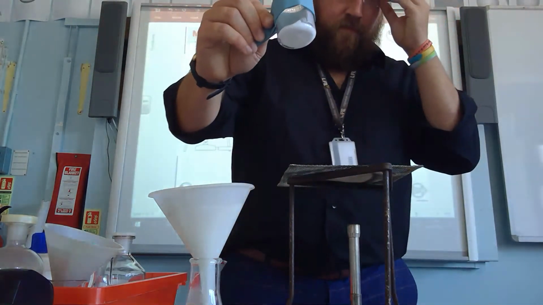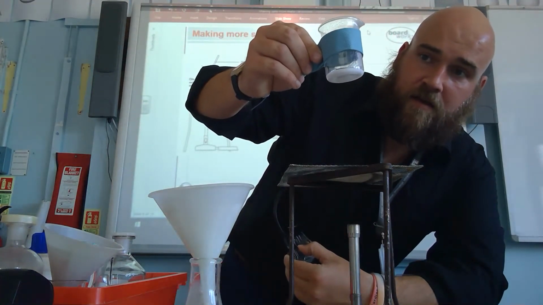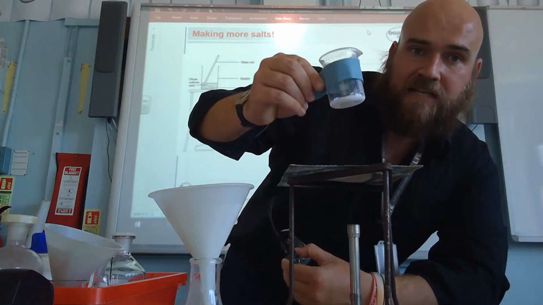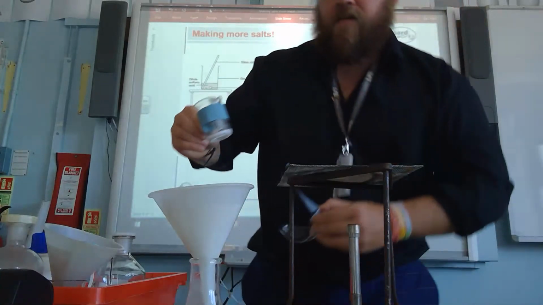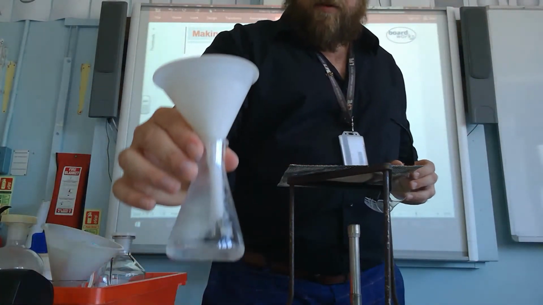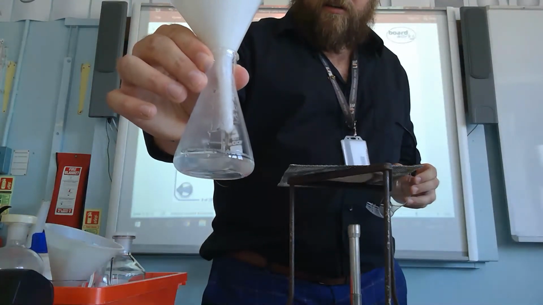So you can see I definitely had some excess of magnesium carbonate left over, and that's just proven it nicely. So I know that all of the acid that I had originally has reacted because I've got some of the solid left over. And again, you can see if this filter paper is doing its job properly, it's coming through as a nice colourless solution.